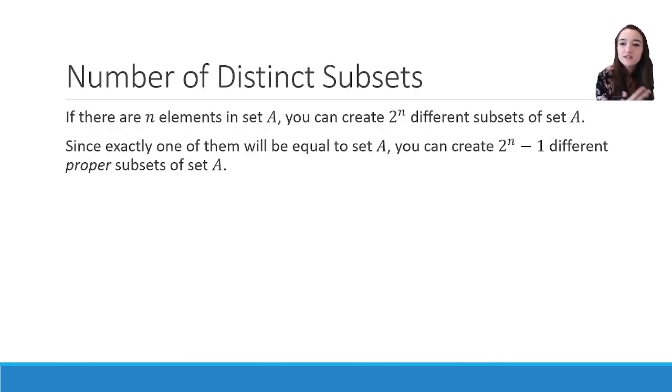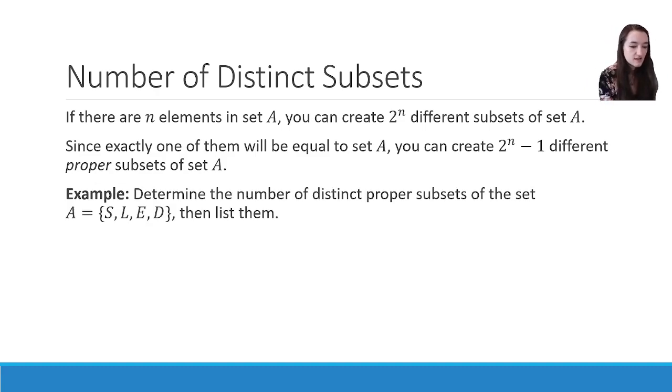Now what about how many different combinations of subsets can I have for a given set? If there are n elements in set A, so the cardinality of A is n, then we can create 2 to the n different subsets of A. When I say different subsets, I mean order does not matter here. 1, 2, 3, and 3, 2, 1 are the same thing, so we're not counting that twice. Since exactly one of those will be perfectly equal to A, there's only one time that our set will be equal. Then we can say that the number of proper subsets is 2 to the n minus 1, because we remove that one main set.